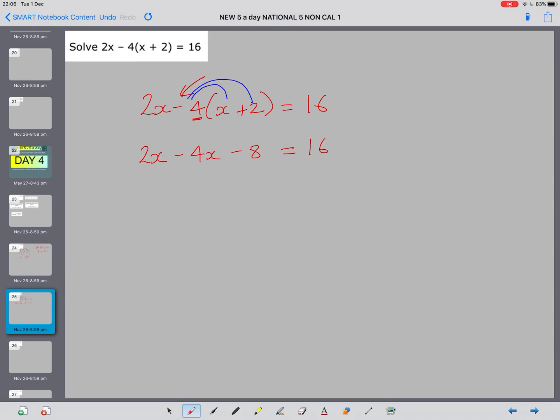Just tidy up a little bit. Have a look at this part. 2x take away 4x is -2x. Take away 8 equals 16. I want to get rid of that -8, or that take away 8. To undo that, you're going to add it to the other side. It becomes -2x equals 24. And remember, your purpose is to get x all by itself. Solve for x. You want to get rid of that multiply by -2. So you're going to divide by -2. So it's -12. And that's your final answer.